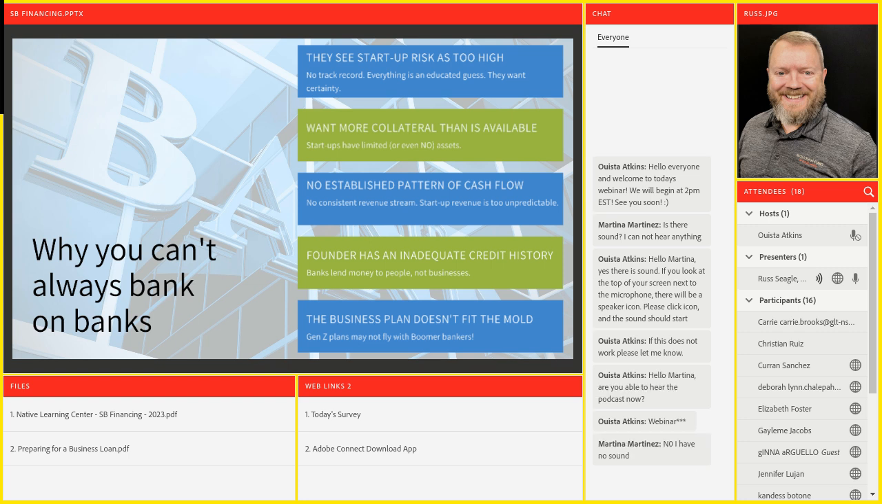Unfortunately, our lives get boiled down to a 3-digit credit score. And that 3-digit number tells banks, yes, you've crossed the barrier, you can qualify for a loan, or no, there's no need to talk to us anymore. And this has always been the case, but even more so today. The business plan doesn't really fit the mold. We have a lot of Gen Y and Gen Z borrowers who are coming in with business plans that don't look like the traditional old school business plans.